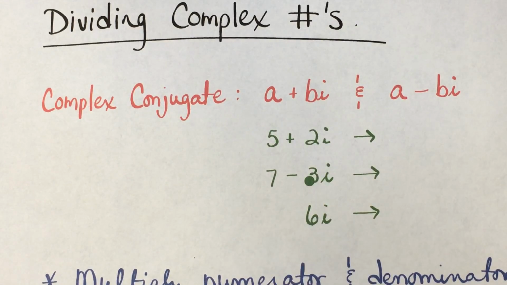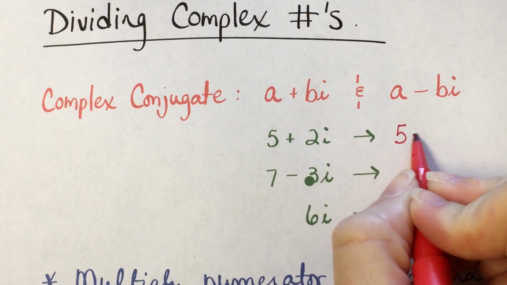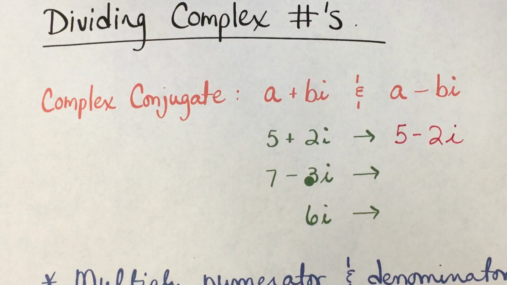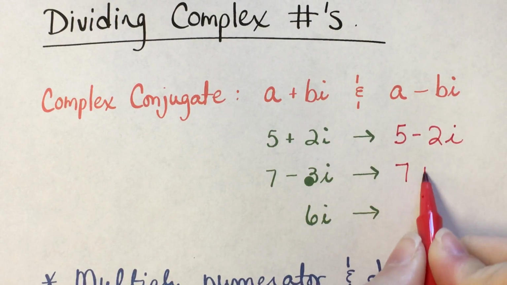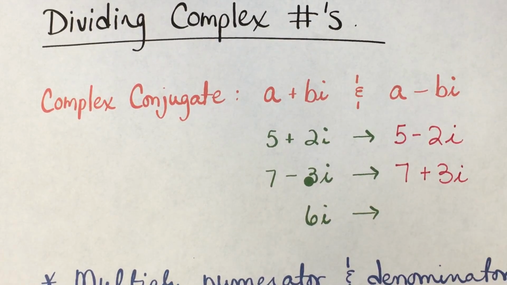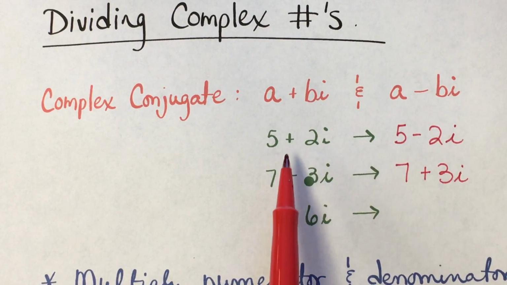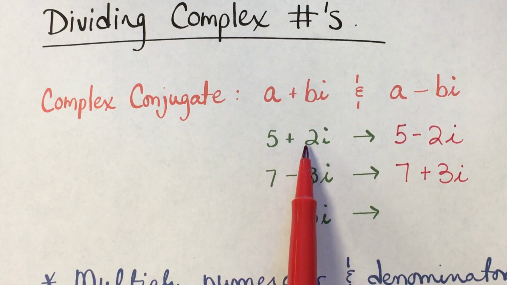So what I have here is just some examples. So if my complex number is 5 plus 2i, then its conjugate is going to be 5 minus 2i. Okay? So then if I have 7 minus 3i, its complex conjugate is 7 plus 3i.